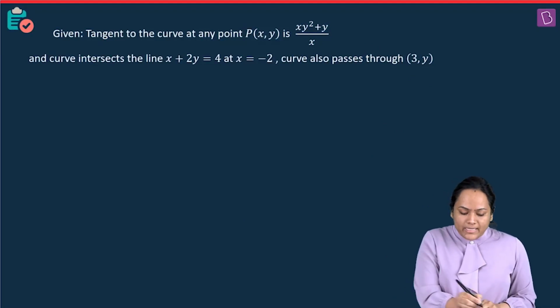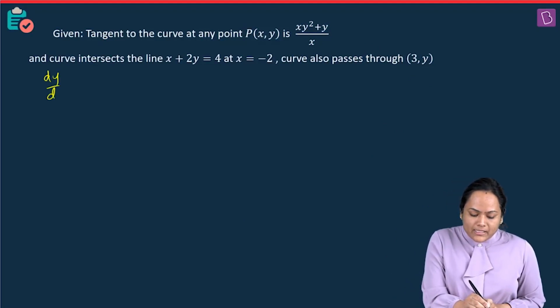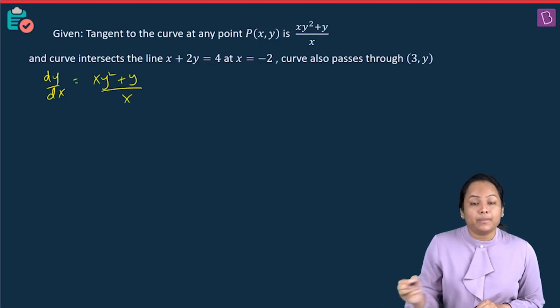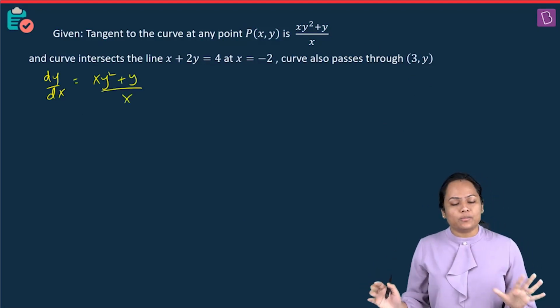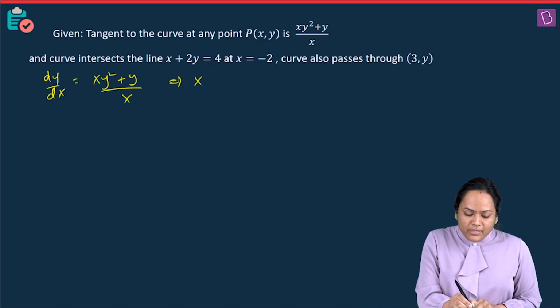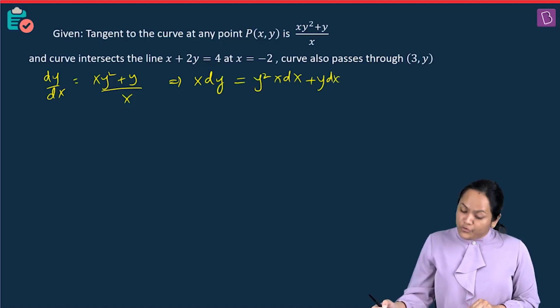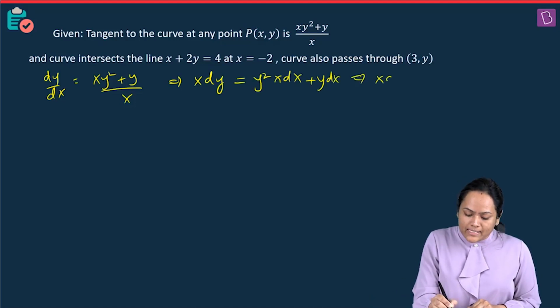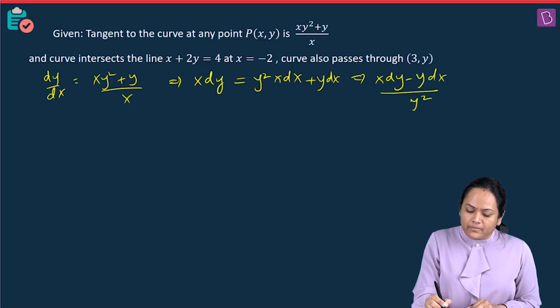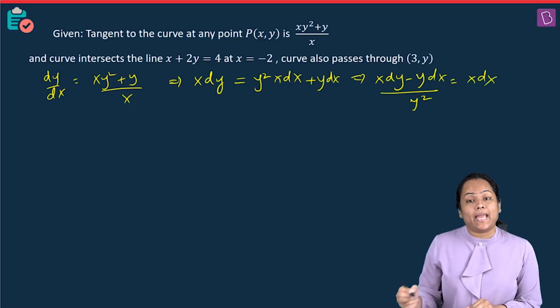So, I'm writing again my dy by dx is equal to x y square plus y divided by x. And now I'm just cross multiplying. So, it's going to give me x dy plus, equal to y square x dx plus y dx. Further can be written as x dy minus y dx divided by y square is equal to x dx.